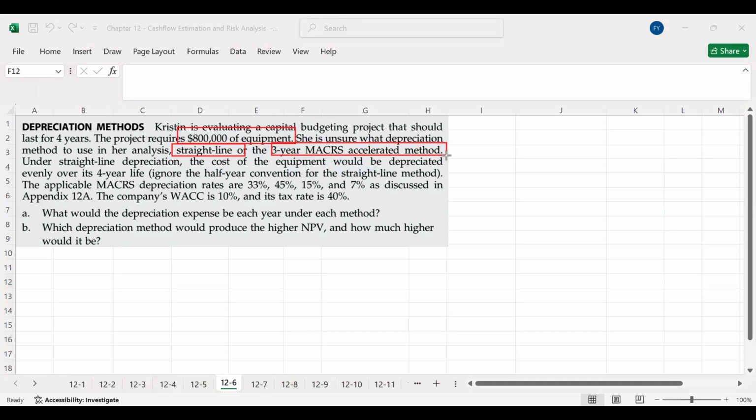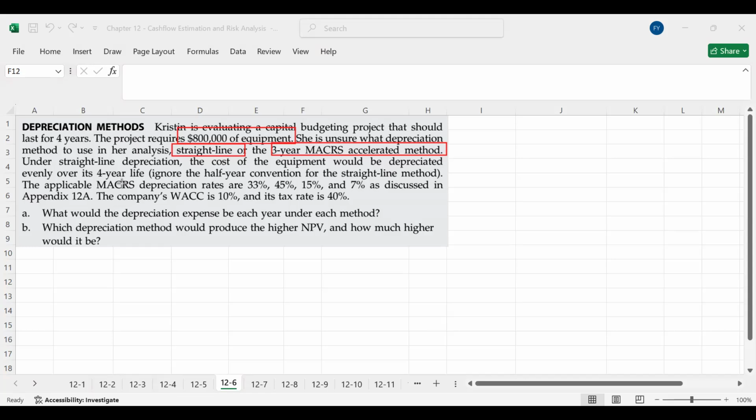So we have two different methods, and one is the straight line method. We know that in a straight line method, the cost of the equipment is depreciated evenly over its useful life. Whereas MACRS, the Modified Accelerated Cost Recovery System, is a method of depreciation used exclusively in the United States for tax purposes. This method is established by the US IRS. IRS is the Internal Revenue Service, which administers and enforces US federal laws.